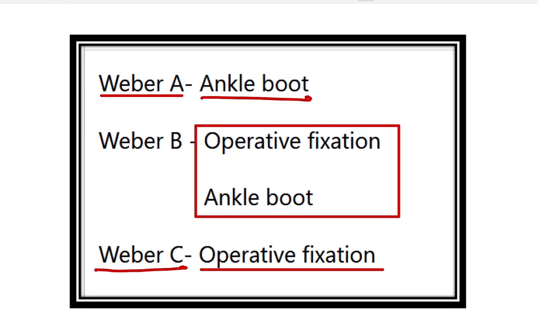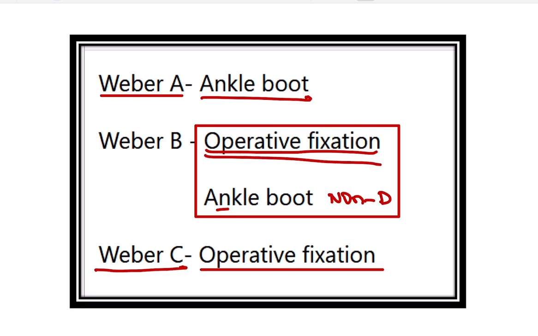So when there is an undisplaced fracture, that means no displacement, or a slight or minimal fracture, there is the ankle boot. And when there is displacement, or when more than one bone fracture occurs, in this condition, go for operative fixation.